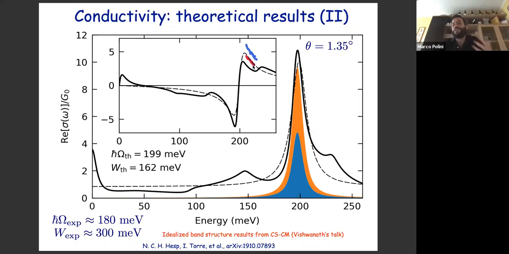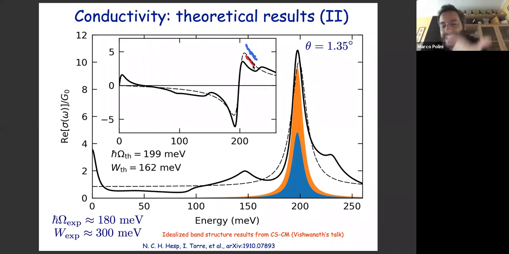So a realistic band structure calculation gives you those results, and a completely idealized model, that needs to be handled with great care, you have to include perturbations if you wish, but this very elegant idealized model gives you a much better result. So the truth must be in between, but this already points to some very interesting physics.